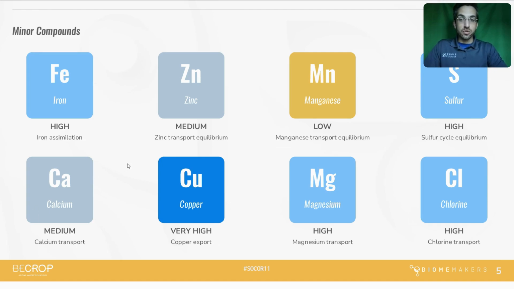When it comes to having a low score in these, you can circumvent the situation by applying foliar, by applying chelated versions of these micronutrients to make sure that they're available to the plant. Of course, if you have multiple scores that are low, that's a very good reason to tissue test, to test sap, to see if these are actually preventing your crop from getting a hold of the nutrients it needs.